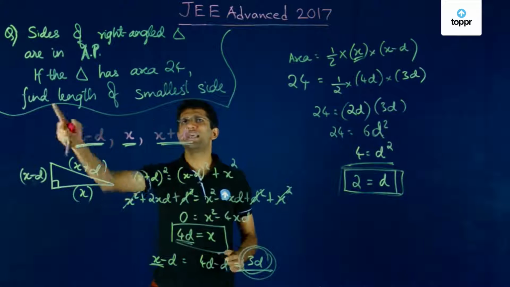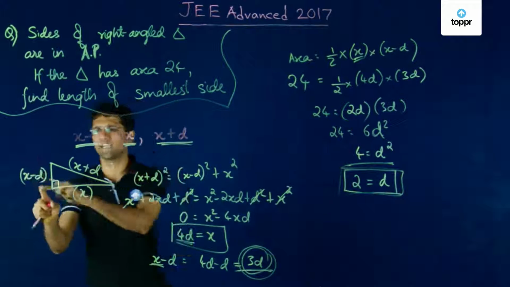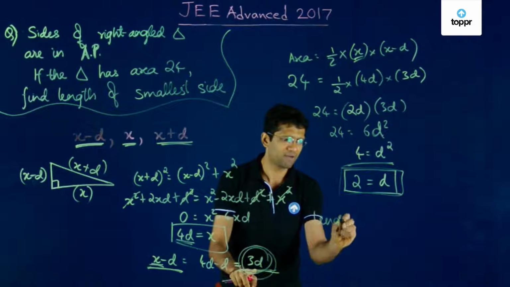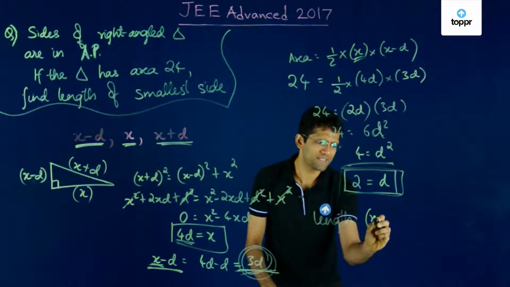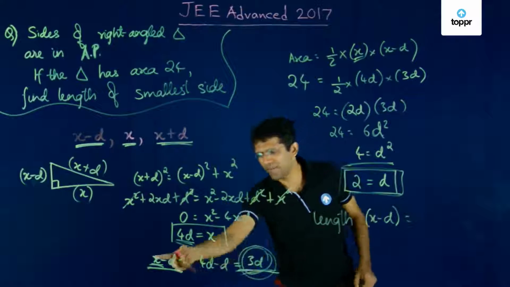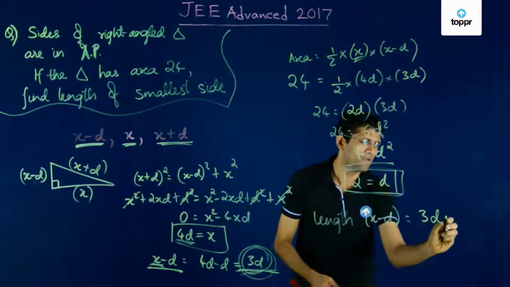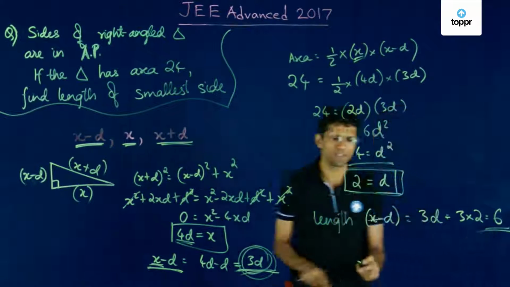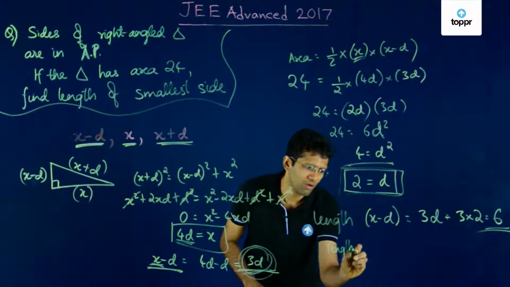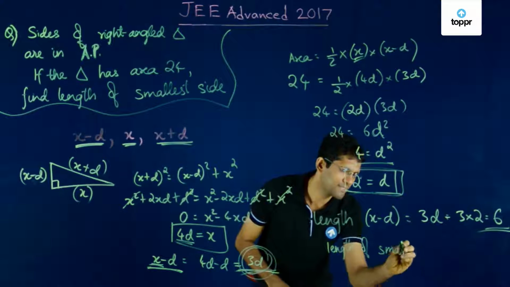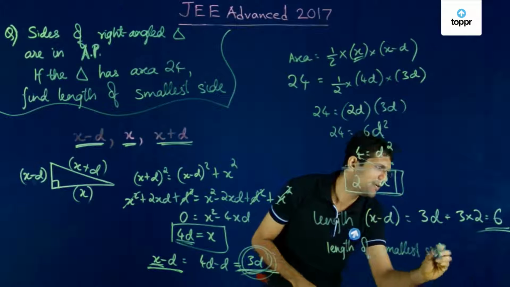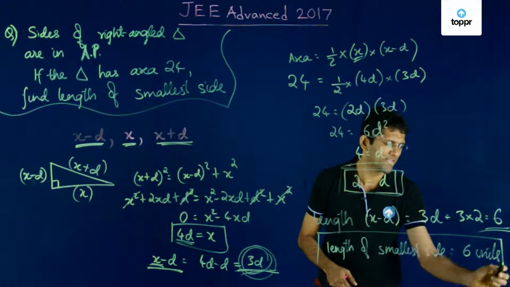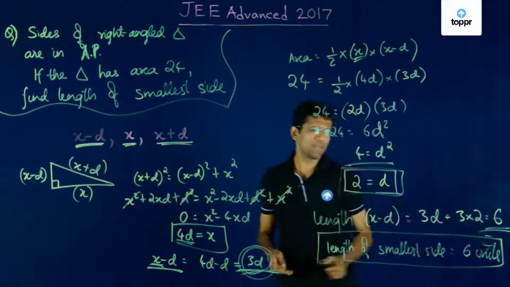But note that we had to find the length of the smallest side, and in this case the smallest side was x minus d, which we saw had the length 3d. So the length of the smallest side is x minus d, but x minus d is equal to 3d, and d is equal to 2, so 3d will be equal to 3 into 2, that is 6. So the final answer is, the length of the smallest side of this right angle triangle is equal to 6 units.